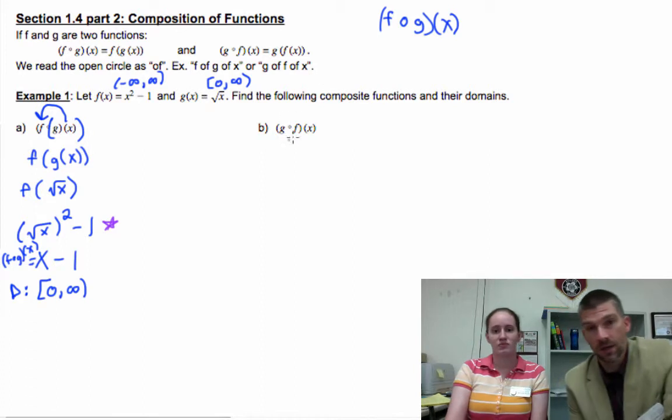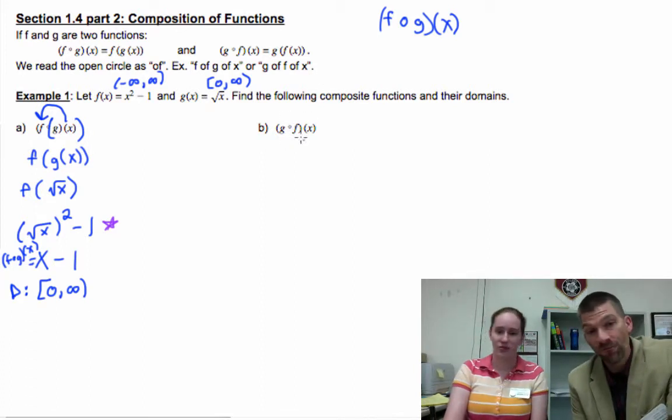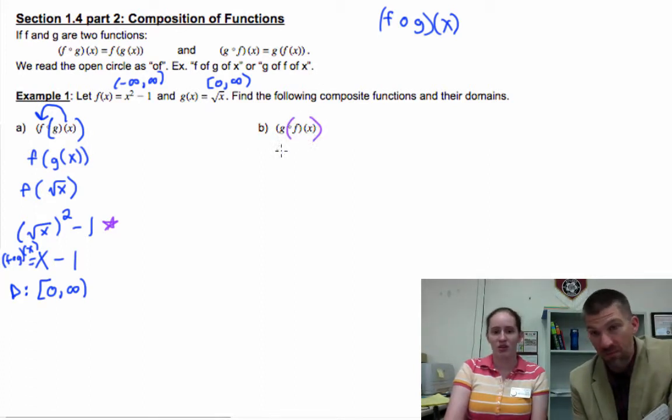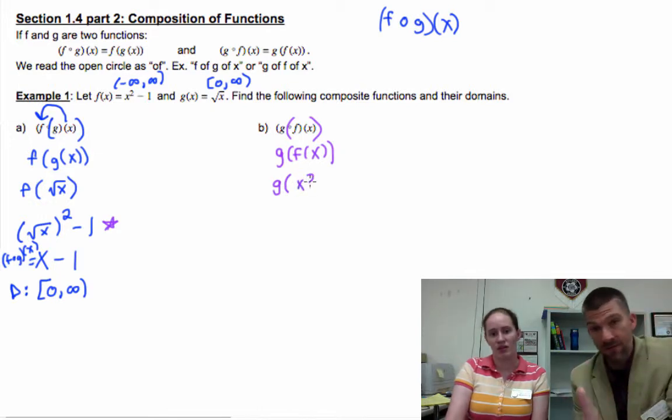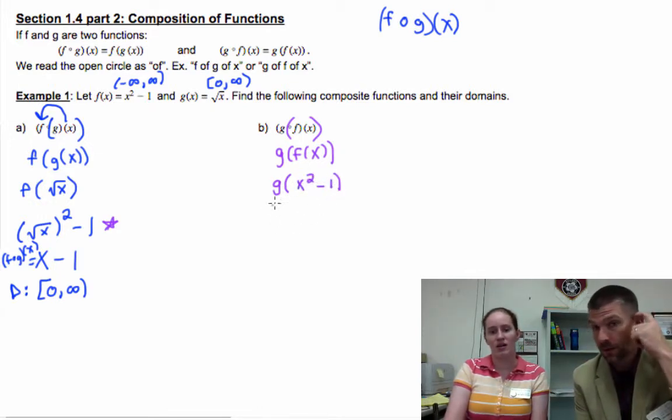Okay, let's look at g of f. Rewrite it as g of f of x. Then g of x squared minus 1, that's what f of x is equal to. Now take that g function, take x out, and put x squared minus 1 in.